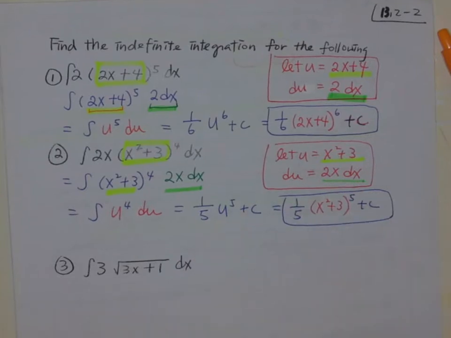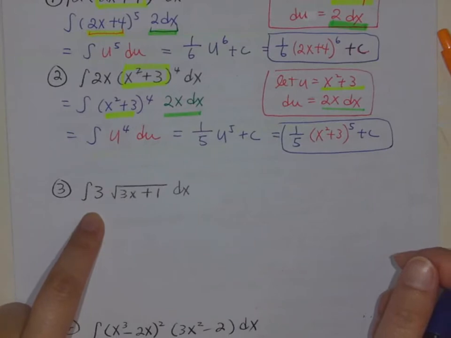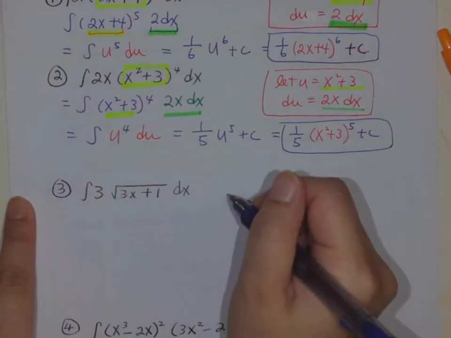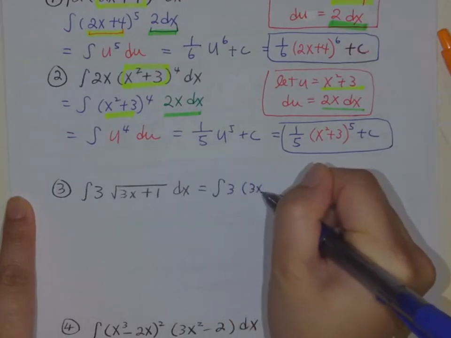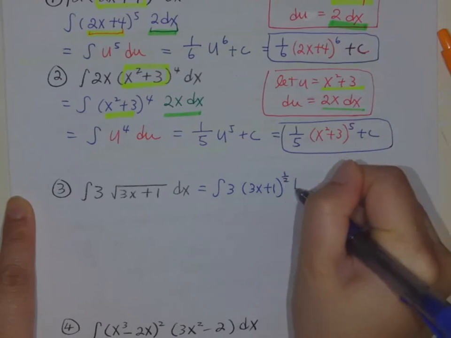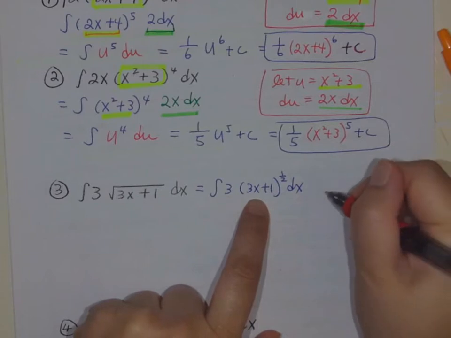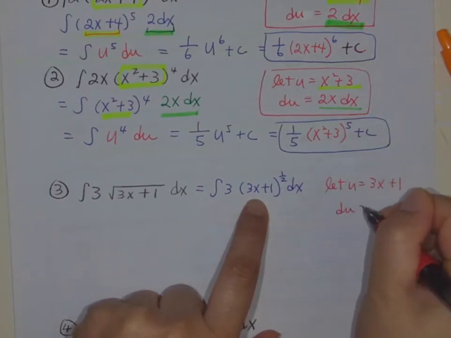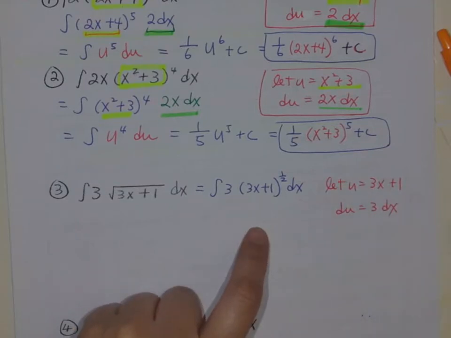Are we okay? So kind of all like that. Let's look at the next one. So I'm going to need to rewrite this as the integral of 3x plus 1 raised to the 1/2 power dx, right? So this is the part that is raised to a power. So I'm going to let u equal 3x plus 1. And then du is going to be just 3 dx, right? So that is the part we're going to substitute.